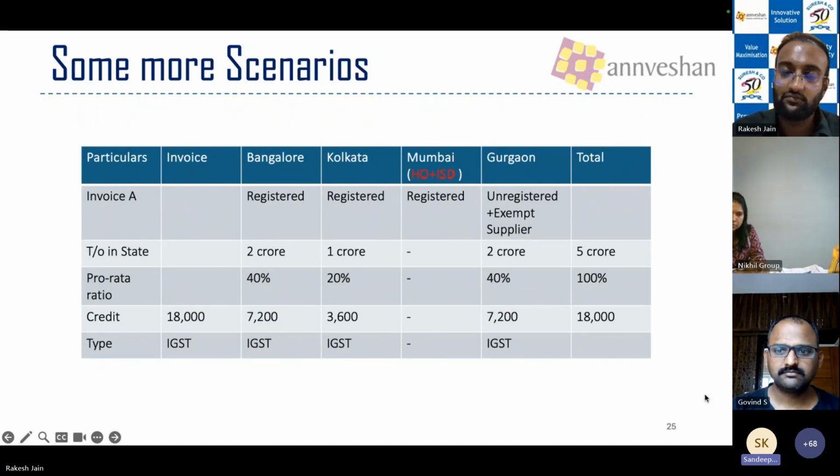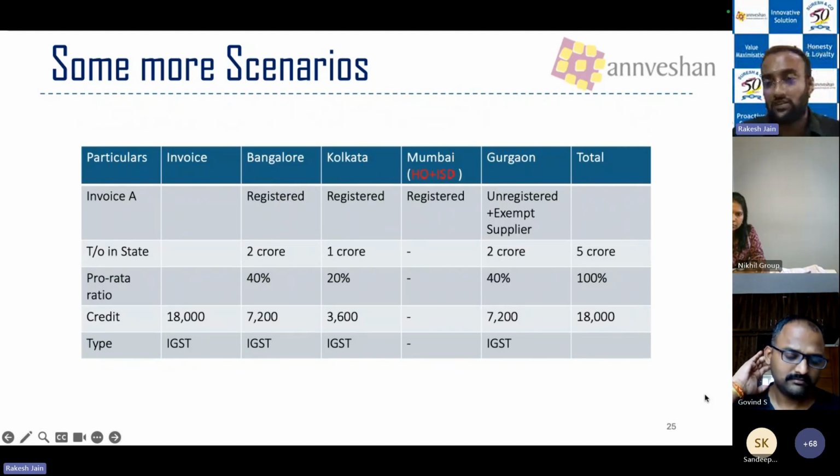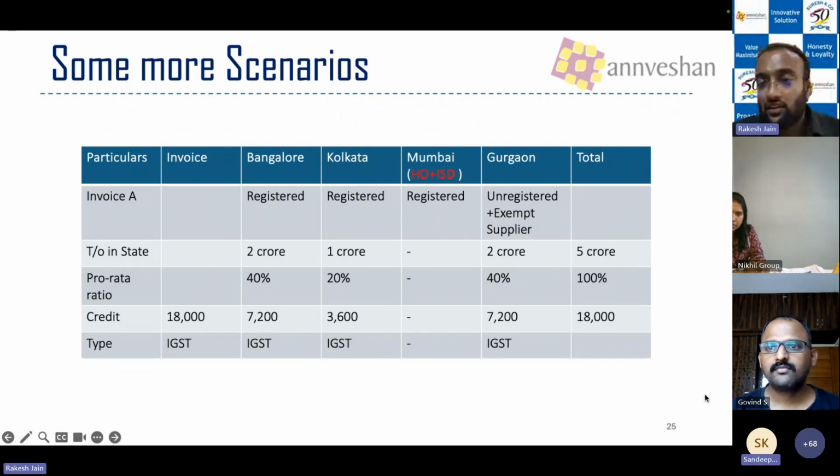Okay. So ISD can be taken in either of the states. Not either of the states, but wherever you receive common services, or where you receive invoices for common services. Okay. Got it.